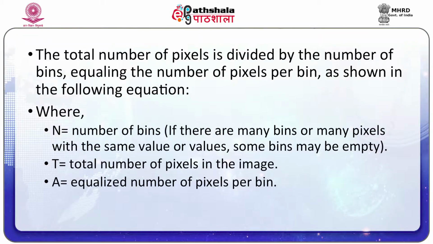The total number of pixels is divided by the number of bins, equaling the number of pixels per bin, as shown in the following equations, where n is the number of bins. If there are many bins or many pixels with the same value or values, some bins may be empty. T is equal to the total number of pixels in the image. A is equal to the equalized number of pixels per bin.